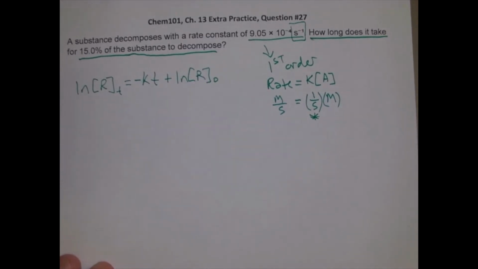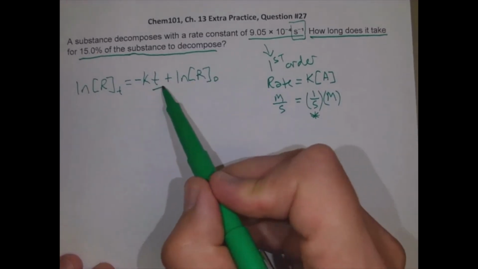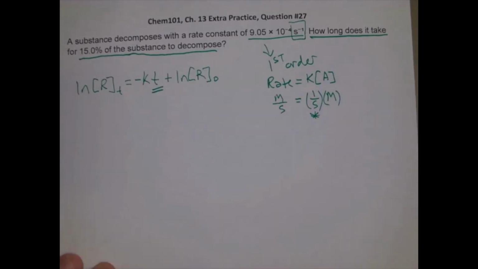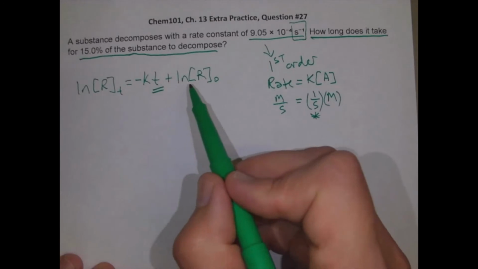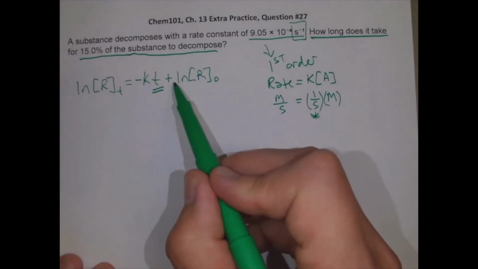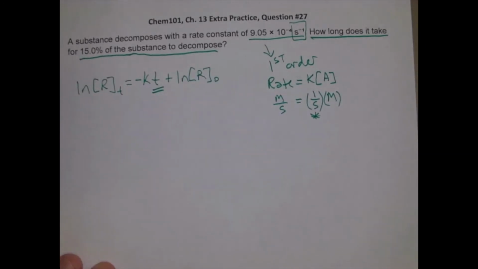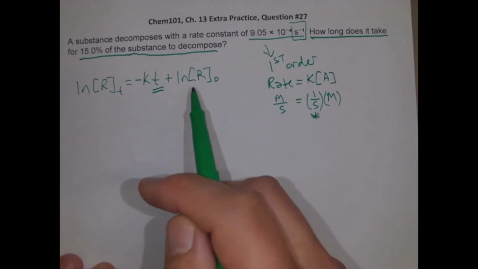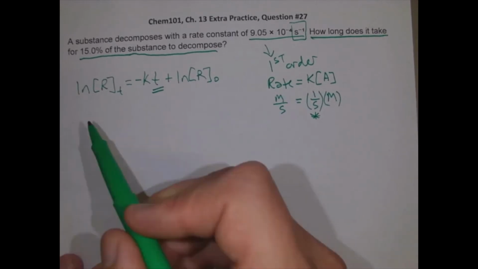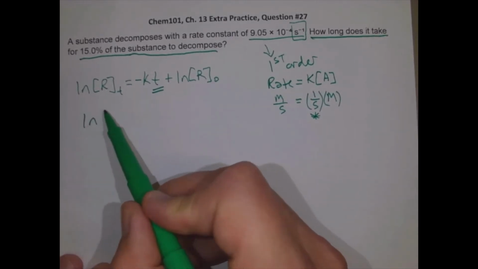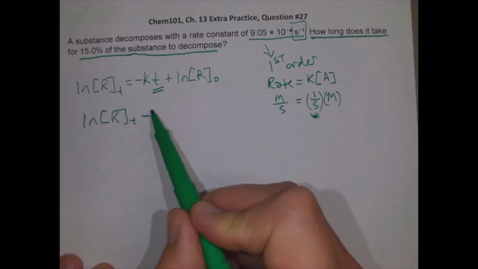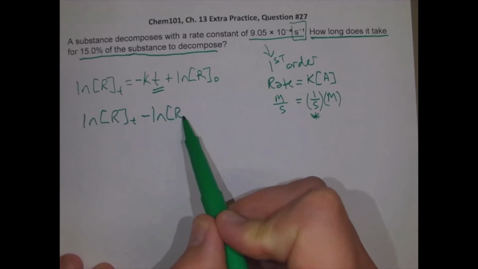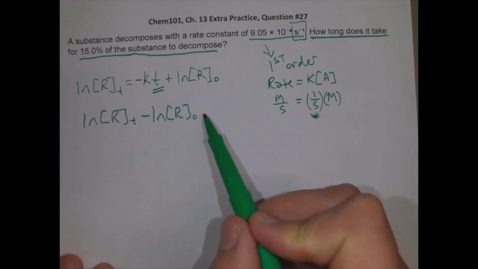All right, so we're going to solve for time. Okay, we're asked, how long does it take? So I want to go ahead and rearrange and solve for time. So the first thing I need to do is get rid of this plus natural log of the initial reactant concentration. So I'll subtract that from each side. And so you get the natural log of the reactant concentration at some certain time minus the natural log of the initial reactant concentration. Okay?